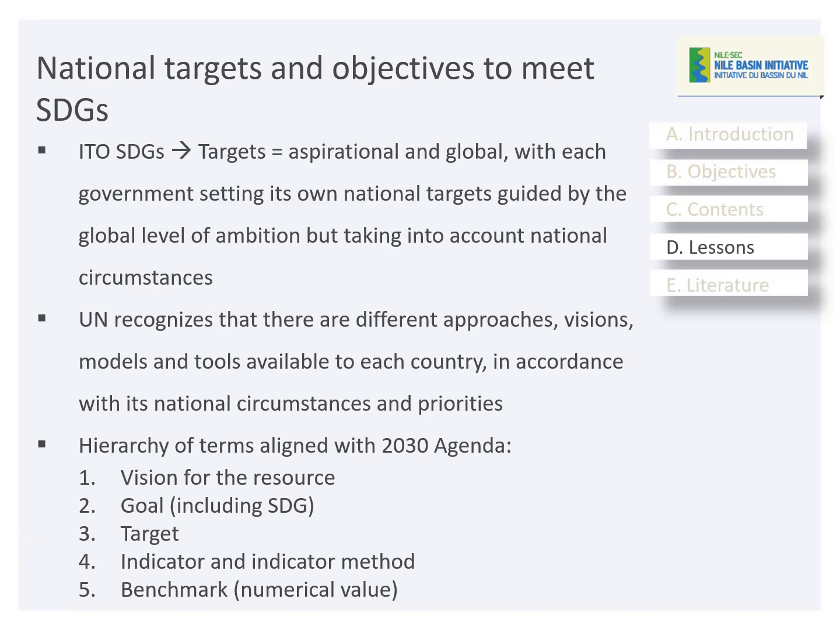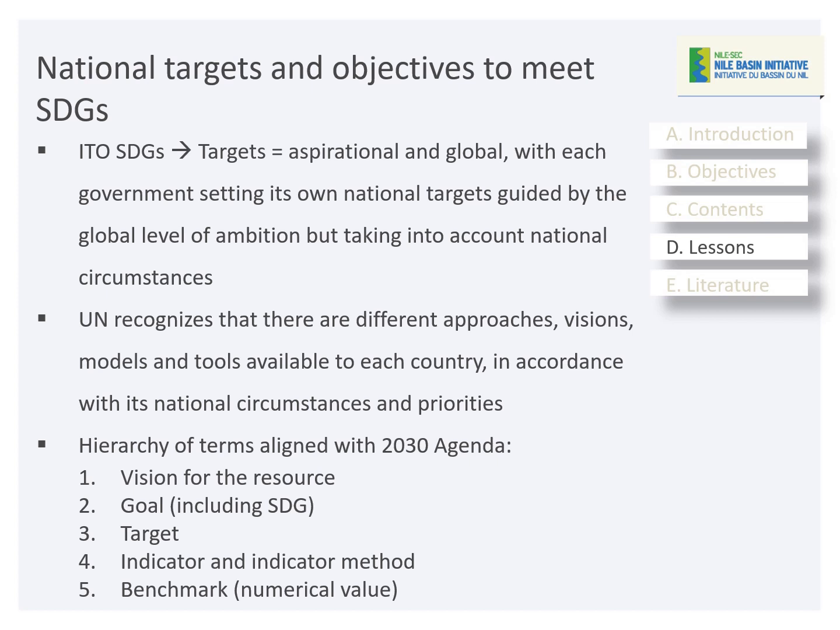From the paper, in terms of the Sustainable Development Goals, targets are referred to as aspirational and global, with each government setting its own targets, guided by the global level of ambition, but also taking into account national circumstances. So that is where the crux of what it is that each nation will do and has to do to achieve sustainability is. That is something that has to be established on a national level.